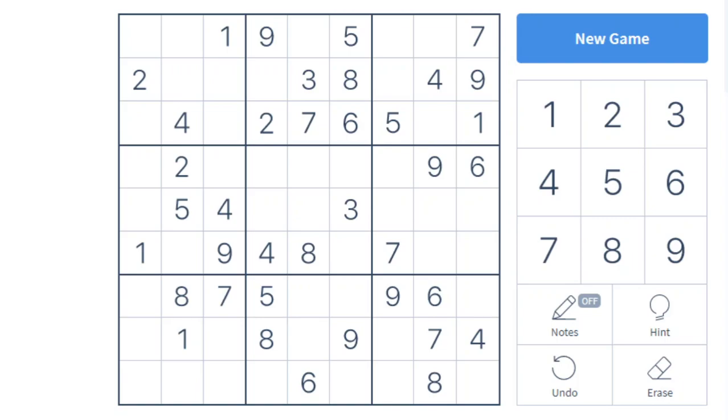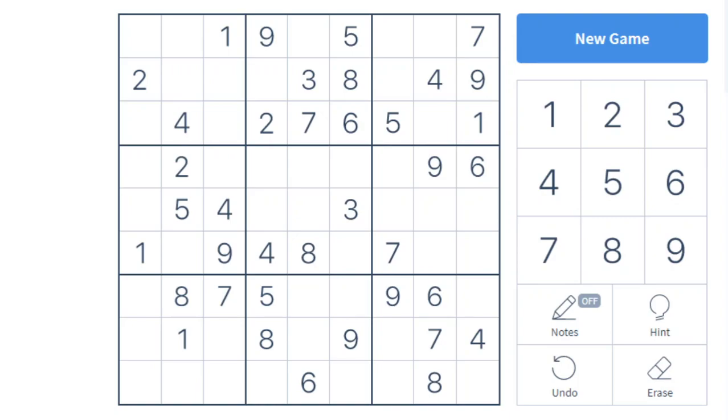This is a video on how to play Sudoku. I don't really know how to pronounce it, but Sudoku is a logic-based game, and the objective is to fill a grid with numbers.